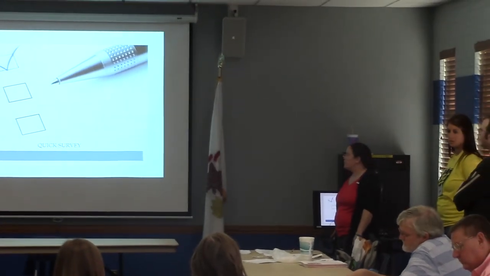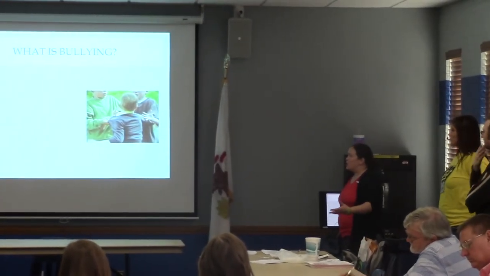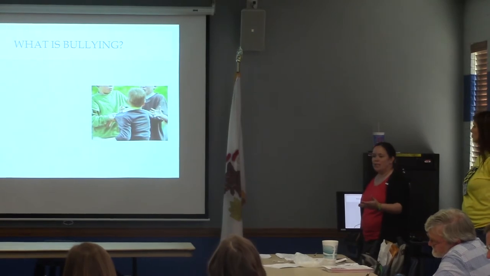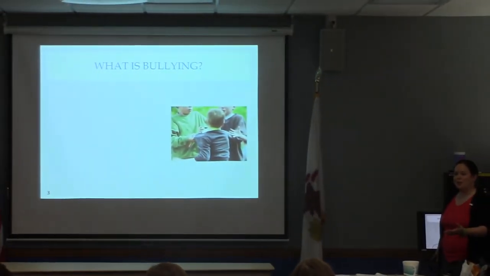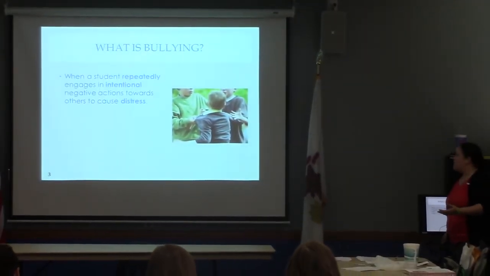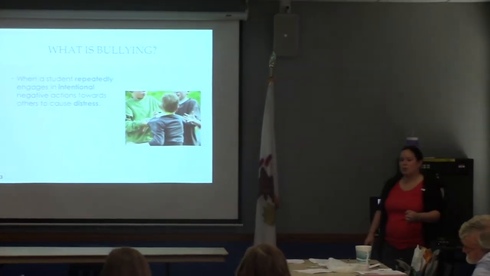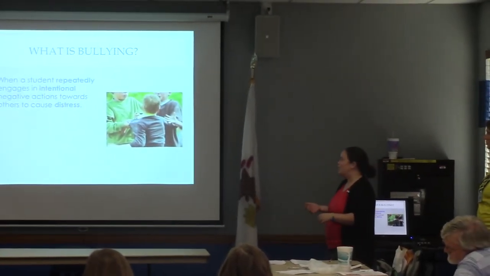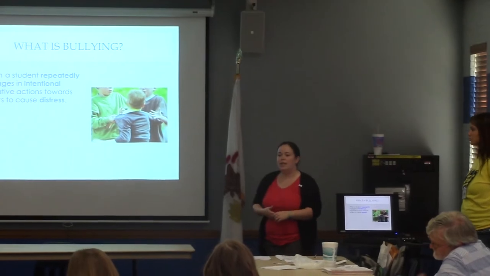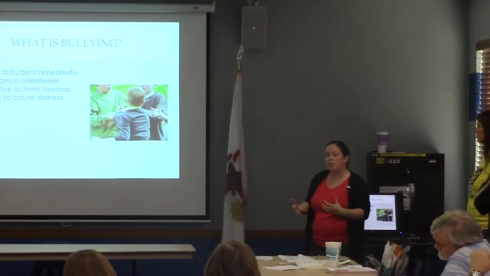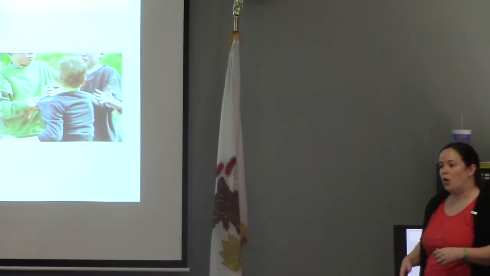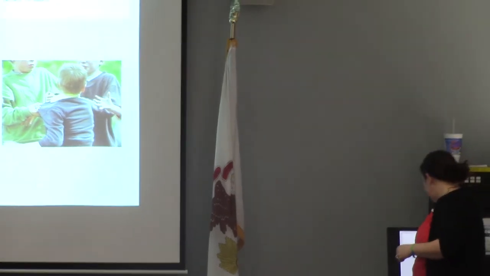First thing that I always like to do is go over what bullying is, and I know most of you probably have a pretty good understanding of that. But we always look for a couple of different things when we're trying to identify bullying. One is that the behavior is repeated. It's intentional, so the student is intentionally trying to cause distress or harm or threaten someone. And there's usually some sort of power differential.